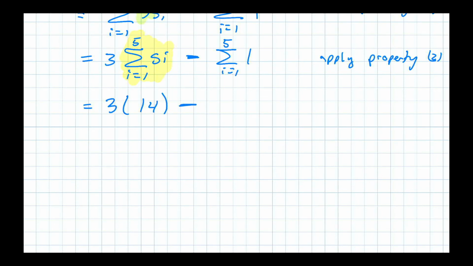And then we have minus this. But remember how this works. When you're adding up a constant, you just multiply the 5 and the number here, as long as it starts at 1. So 5 times 1. What's 5 times 1? Of course, it's just 5. So what do we get? 3 times 14 minus 5. So 3 times 14 is 42. 42 minus 5 is 37, I think. So that should be the answer.